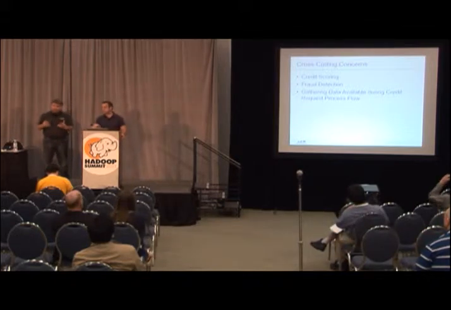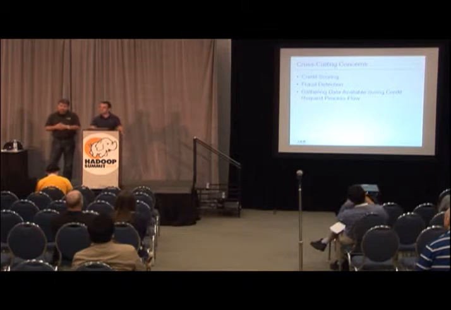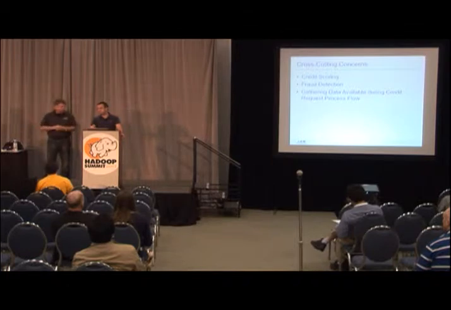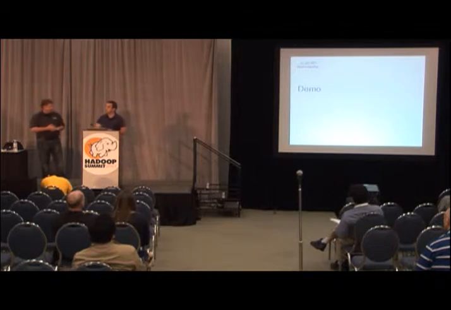Cross-cutting concerns within this flow that we talked about are credit scoring, right? Fraud detection. So not only performing the score, but also detecting fraud based on that score, and the score within the context of a lot of other transactions that are being flown through, as well as additional data that's available during the process flow. Very similar to what we talked about in yesterday's talk.